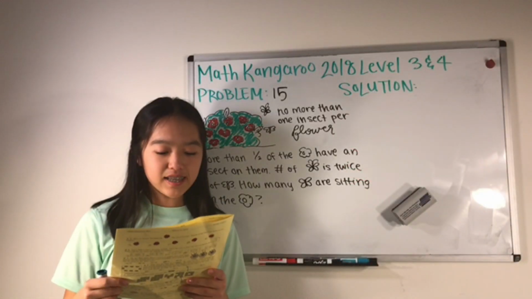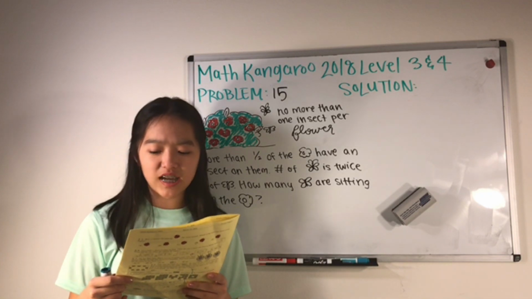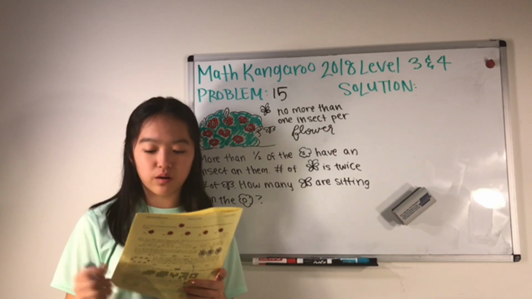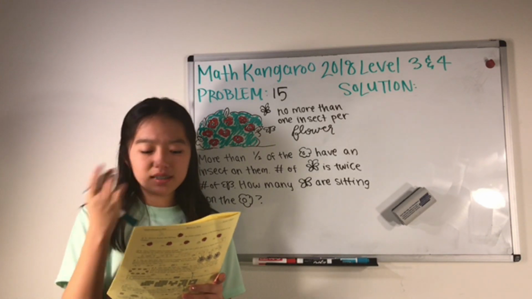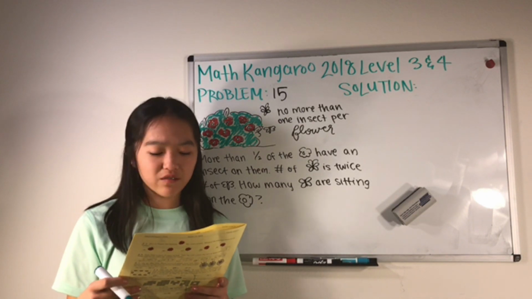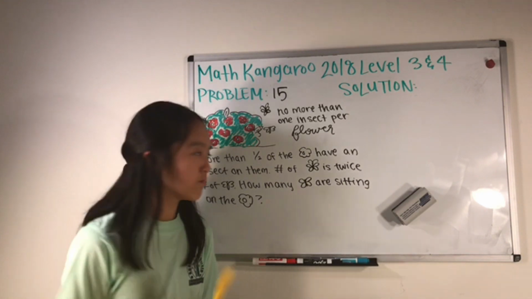Problem number 15 says, there are 8 flowers on a rose bush. Some butterflies and some dragonflies are sitting on the flowers. There is no more than 1 insect on each flower. More than half of the flowers have an insect on them. The number of butterflies on the flowers is twice the number of dragonflies on the flowers. How many butterflies are sitting on the flowers?